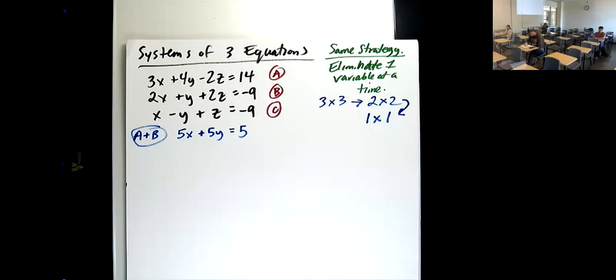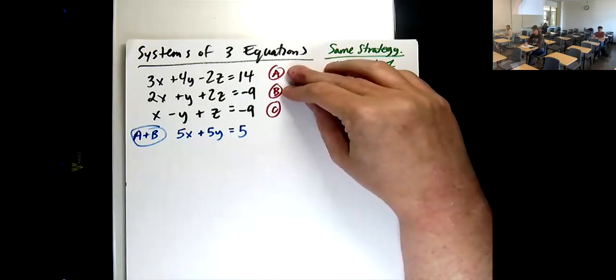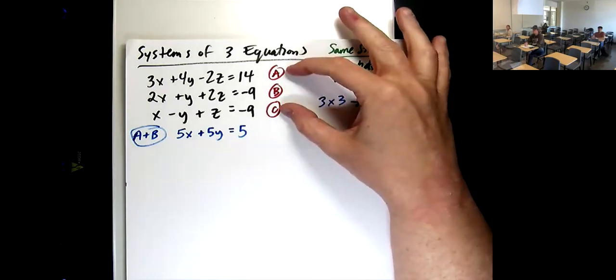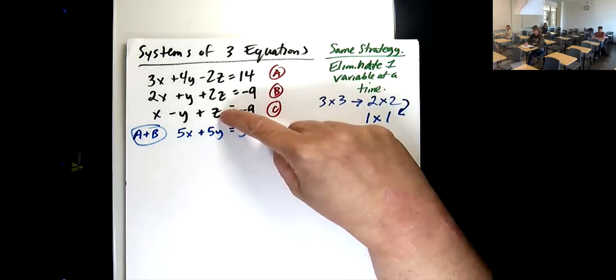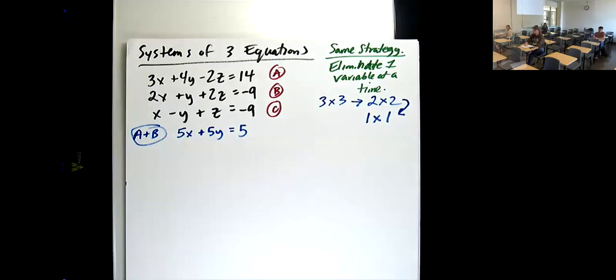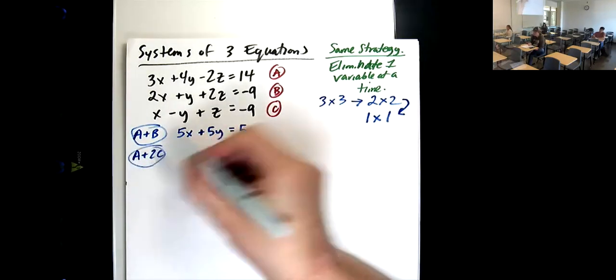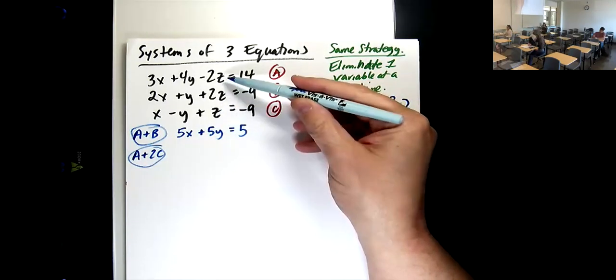We now need another equation that's only got x's and y's, which means we need to combine two of them again and get rid of z, but we can't do A and B. We've already done A and B. We can either do B and C, or we can do A and C. I like A and C because all I got to do is double the z here. So if I do A plus 2C, this will become 2z and it'll go away.